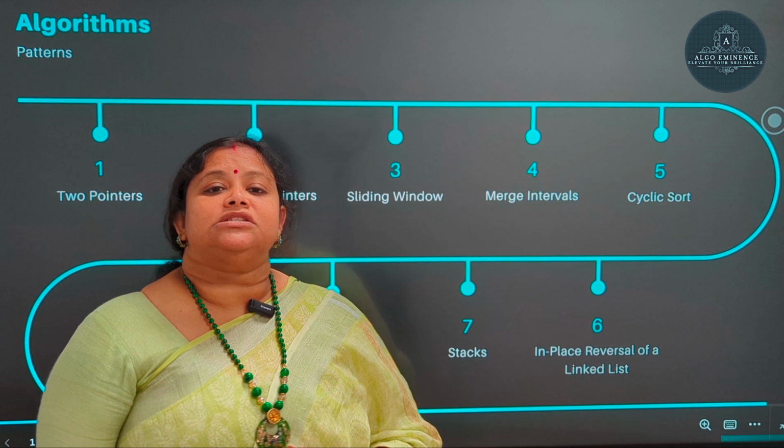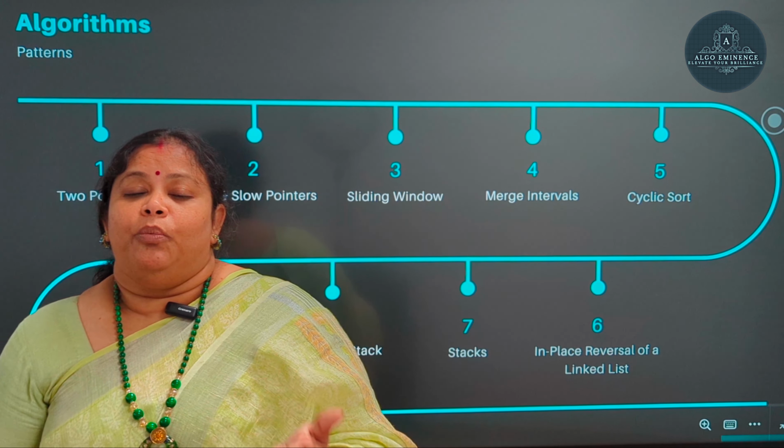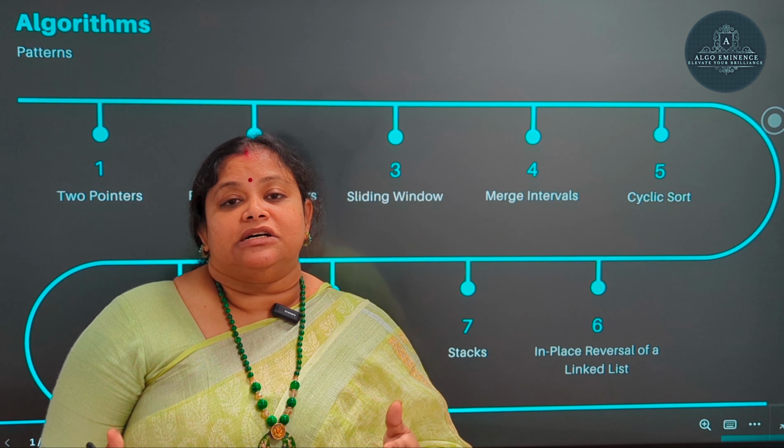Next, which you see is merge intervals. Merge intervals is actually a very good topic, where the data is overlapped.